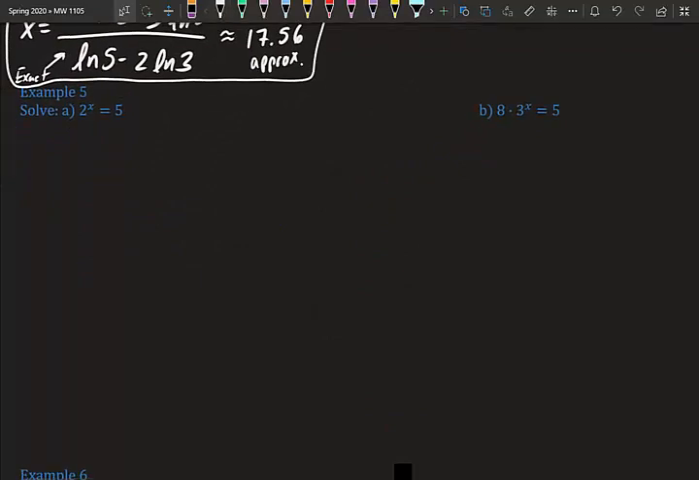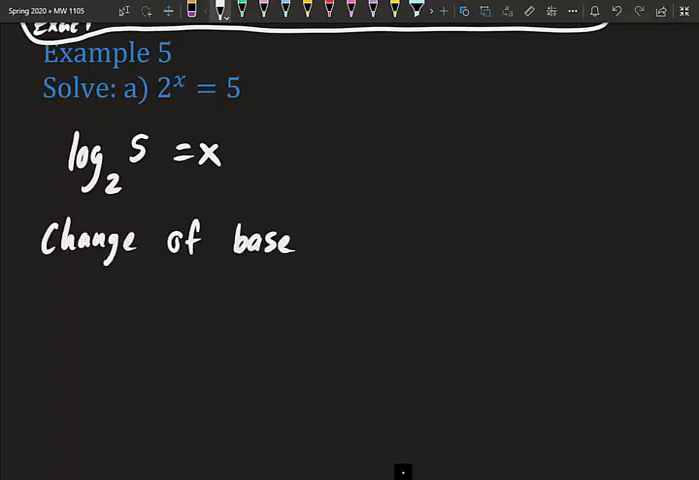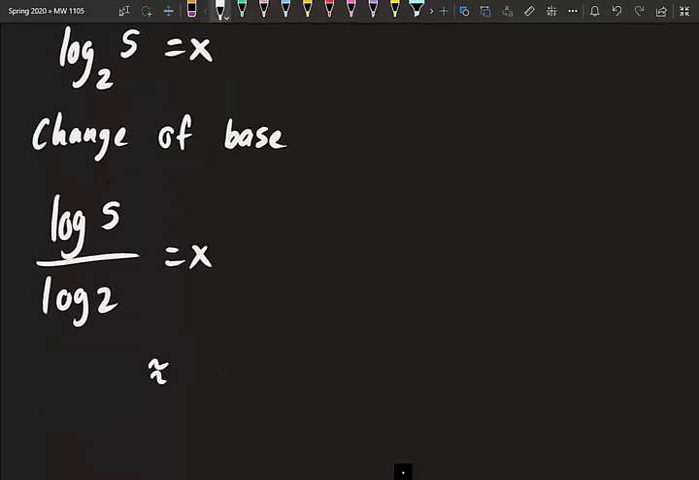So example 5, I cannot get these to be the same bases. 2 and 5, I can't have those be the same. 2 to the power of anything does not equal 5. It's going to be a decimal. We don't know it. So let's switch it to logarithm. We have log base 2 of 5 equals x. Now we do change of base. So change of base, you can use ln or log. It does not matter. For this one, I'll use log. So we have log 5 over log 2 equals x. That's our exact answer. And plug that into our calculator, we get about 2.32.